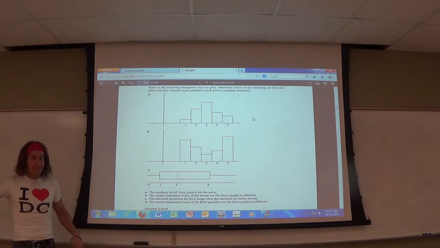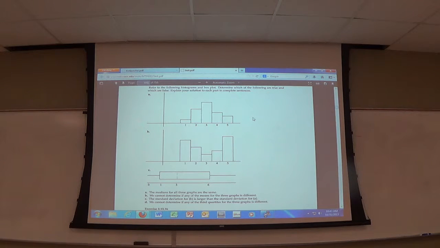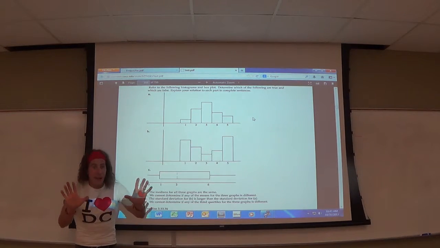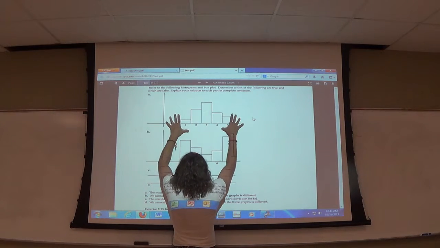Done. False. But I would go even further to say we can determine that in order, smallest to greatest, the third quartiles would go in a particular order. And here's why I'm saying that. I don't know how many data points are in this histogram.